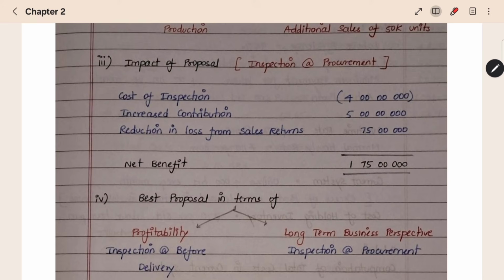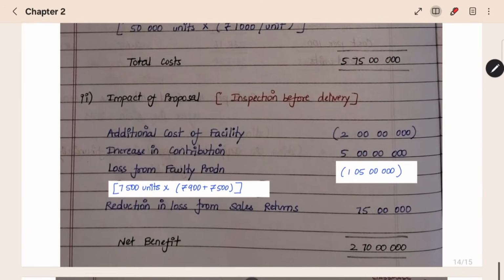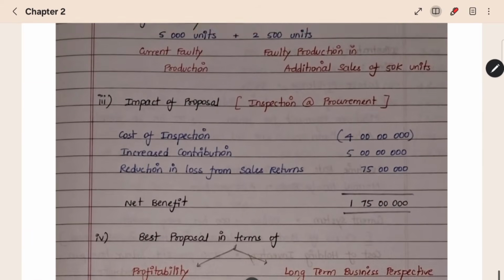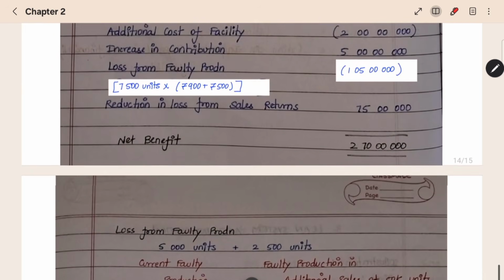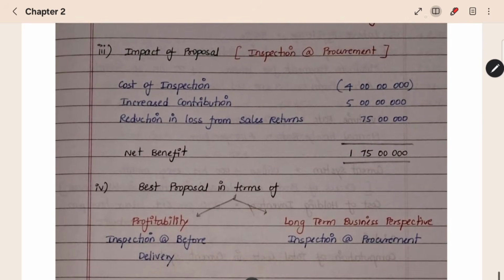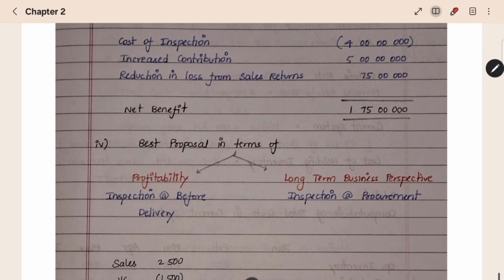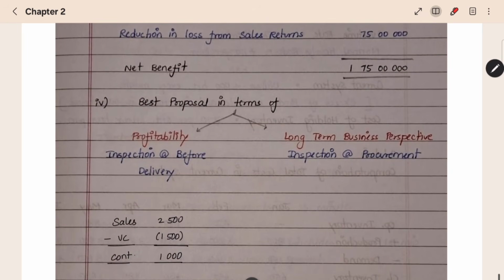The next part we are going to see is that they are asking in the question which is the best proposal. Either proposal 2, we can implement inspection before delivery, or we can implement proposal number 3, inspection at procurement. Now what is the proposal which we have to implement? In the second proposal we are getting a benefit of 2 crore 70 lakh. In the third proposal we are getting a benefit of 1 crore 75 lakhs. Now if you see it from the financial perspective, the second proposal is giving you more money. So that is the best proposal in terms of profitability.